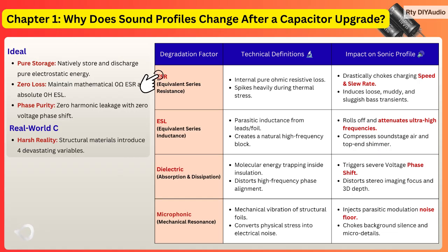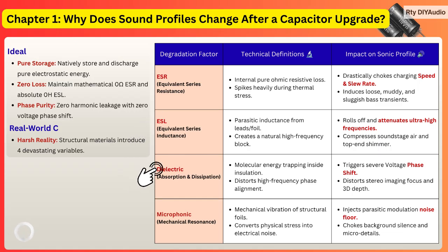First, let's dissect ESR, or equivalent series resistance. This internal, pure ohmic resistive loss spikes heavily during thermal stress, drastically choking your charging speed and slew rate while inducing loose, muddy, and sluggish base transients. Second, we encounter ESL, or equivalent series inductance. This parasitic inductance stems directly from your component leads and foil rolls, creating a natural high-frequency block that ruthlessly rolls off and attenuates your ultra-high frequencies while compressing soundstage air and top-end shimmer.